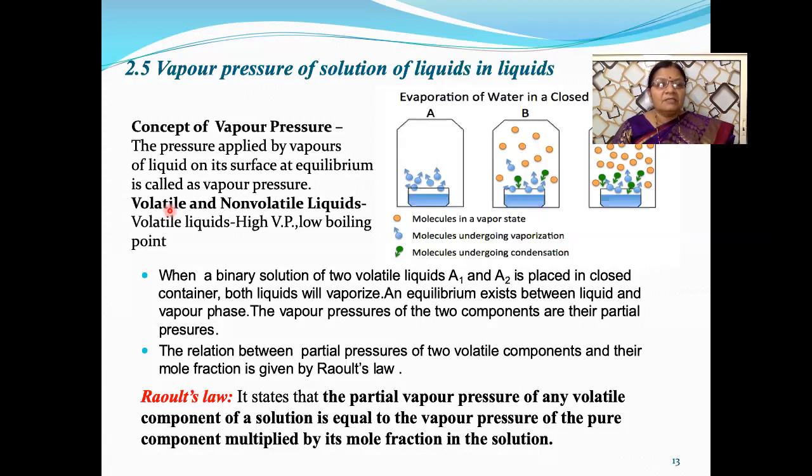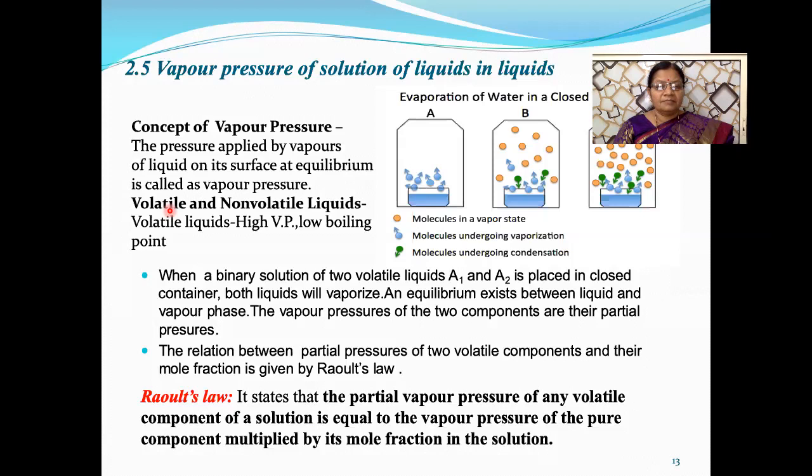Now consider the binary solution. In the first lecture, we studied the definition of a binary solution. Bi means two, so a binary solution contains two components. Now consider a binary solution in which two volatile liquids, A1 and A2, are in a closed container. Both liquids will vaporize as they are volatile. Now equilibrium exists between the liquid and its vapor phase. The vapor pressures of the two components are their partial vapor pressures.